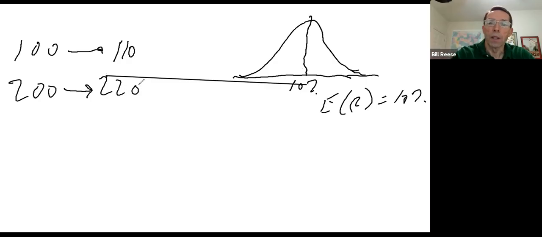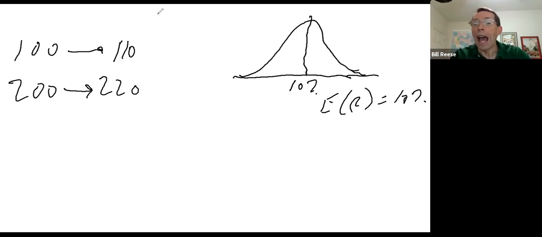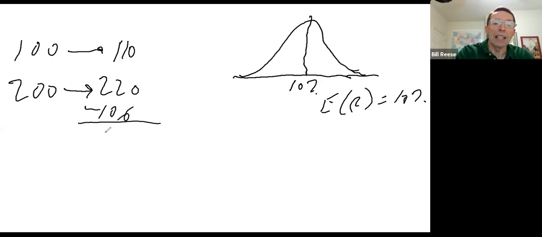$220 there. Okay, turns into $220. Now, what do I have to do? I have to pay back the money that I borrowed from the bank plus interest. So remember, I borrowed $100 at 6% interest. So I have to subtract $106 that I used to pay back the bank. And that leaves me with $114.